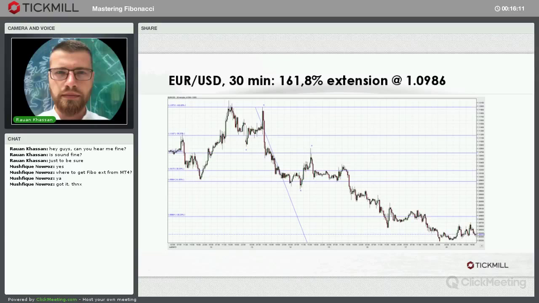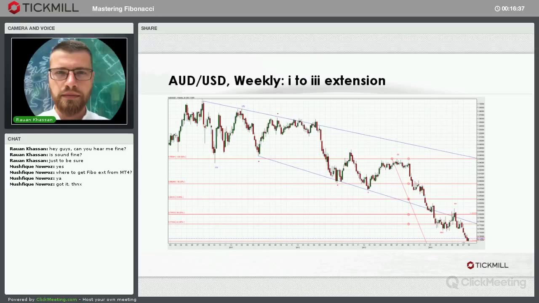I invite you to repeat this lesson based on the example of euro-dollar, 30 minutes time frame, between the 10th and 13th of July. You can follow the same steps, and if you see that the result is the same, that means that you are setting up your Fibonacci extension correctly. Let's move to the fourth example. This time I would like to show you a different time frame. It's a really long-term weekly chart of Australian dollar to United States dollar.